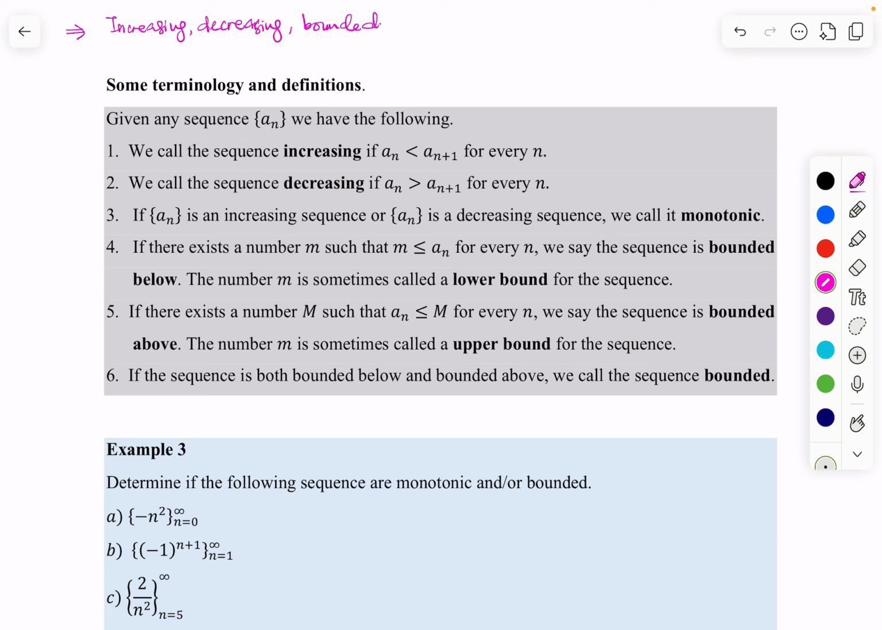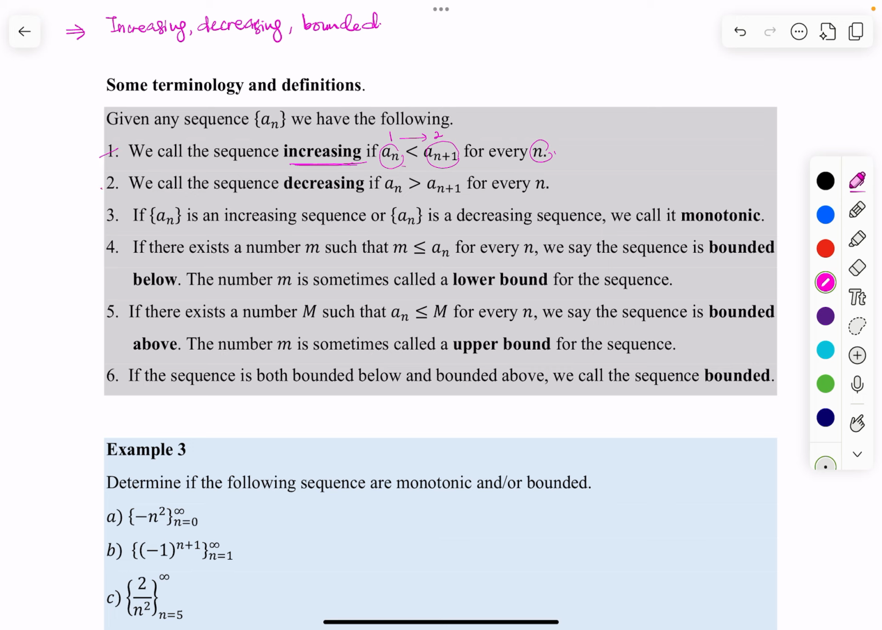Given any sequence An, we have the following. The first one, we call the sequence increasing if An is less than An plus 1 for every n. So it means that An is smaller than An plus 1. Just assume that maybe An is 1, it is smaller than 2. From 1 goes to 2, we know that this is increasing, right? From small number to big number. So that's why we call the sequence increasing for every n.